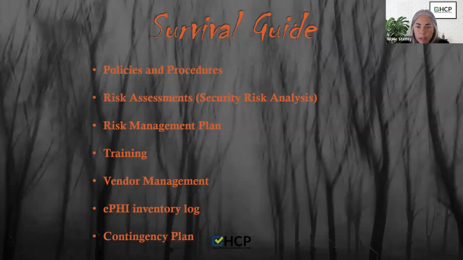The last one for the survival guide is a little bit of a bigger one. It's the contingency plan. Now, this would be part in theory of your policies and procedures, but I think it deserves its own mention. This includes your data backup plan, your disaster recovery plan, and your emergency mode operation plan. Those three plans are wrapped up into this one plan called the contingency plan.